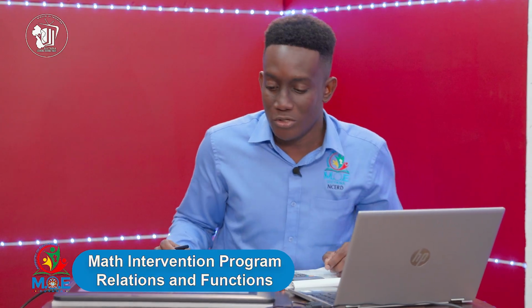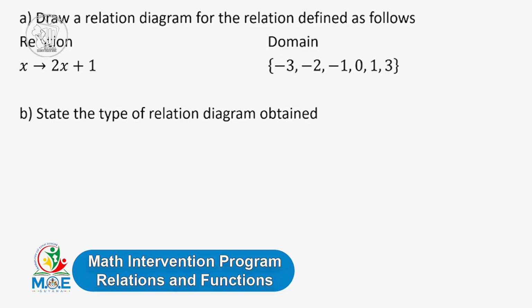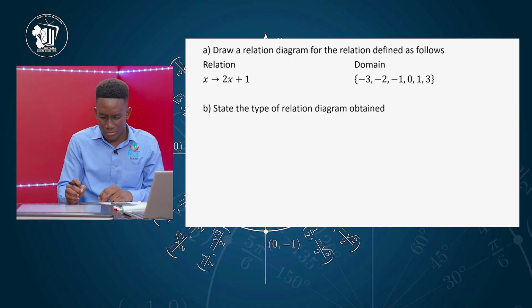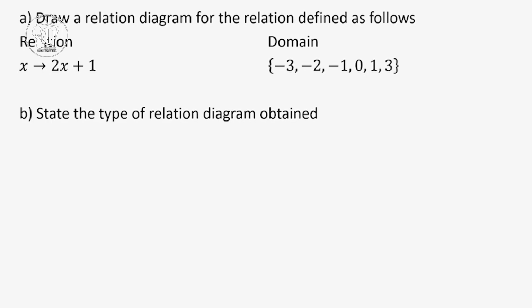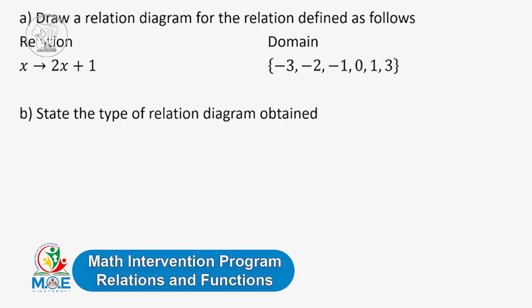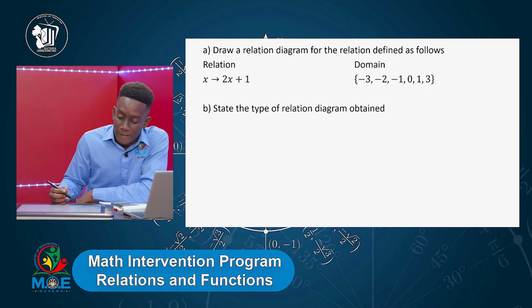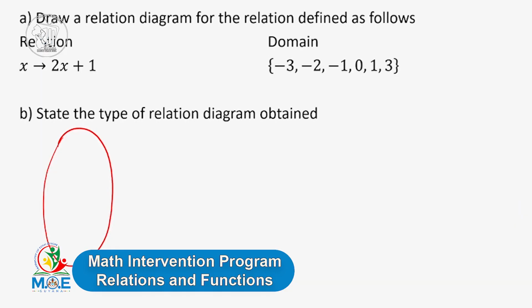This question says, draw the relation diagram for the relation defined as follows. And we have the relation X is mapped onto 2x plus 1. And we have the domain, which should be -3, -2, -1, 0, 1, 3. And then they ask us to state the type of relation in the diagram obtained. So let's draw the domain. The domain would be -3, -2, -1, 0, 1, 3.